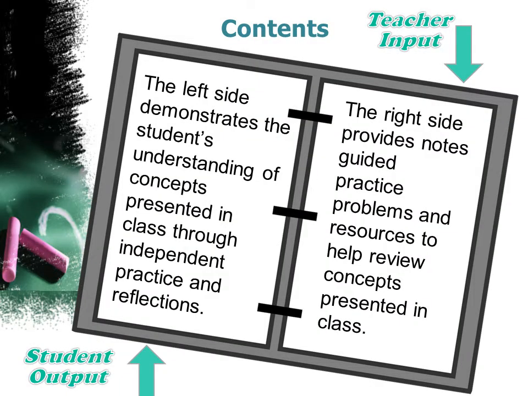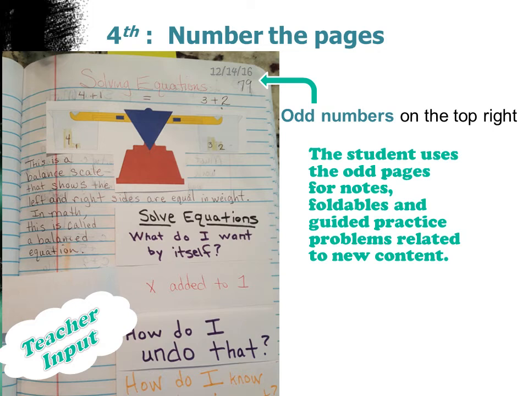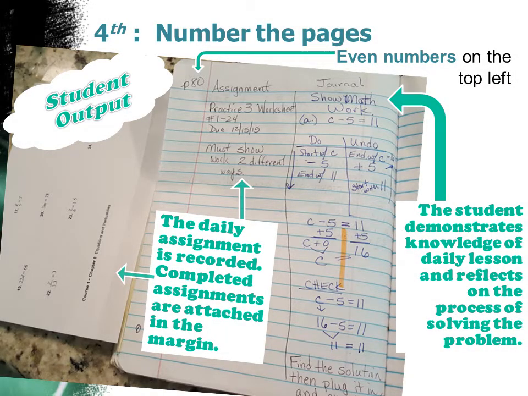The interactive notebook is structured so the contents on the right side represent teacher input and the contents on the left side represent students' output. The students will number all the pages of the notebook during the first week of school. Even numbered pages on the left, odd numbered pages on the right. The right side provides notes, guided practice problems, and resources to help review concepts presented in class. The pages on the right side of the notebook will be labeled with odd numbers. The left side demonstrates the student's understanding of concepts presented in class through independent practice and reflections.